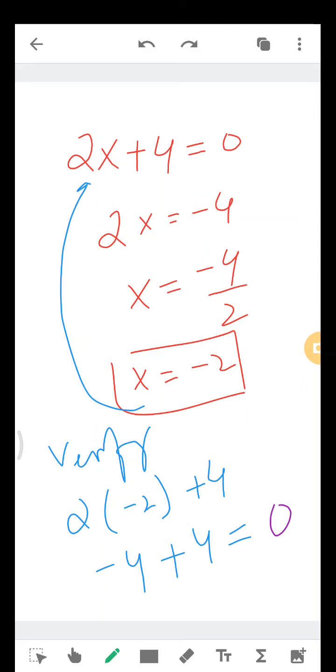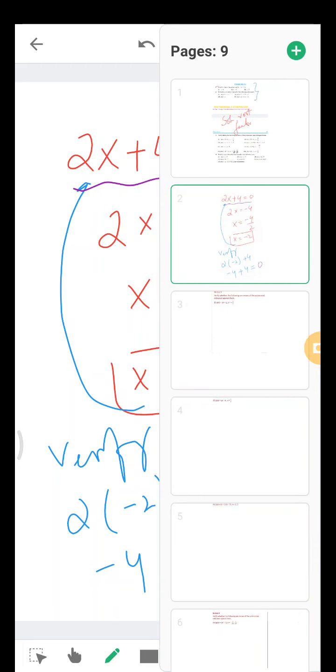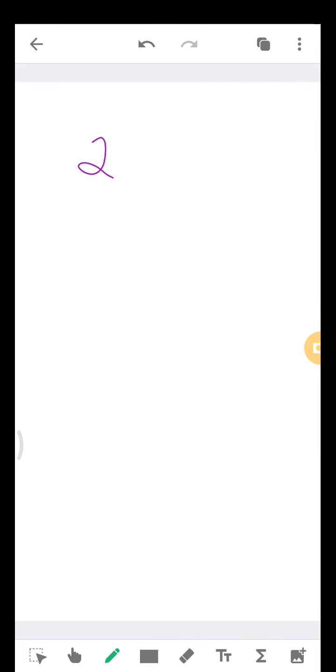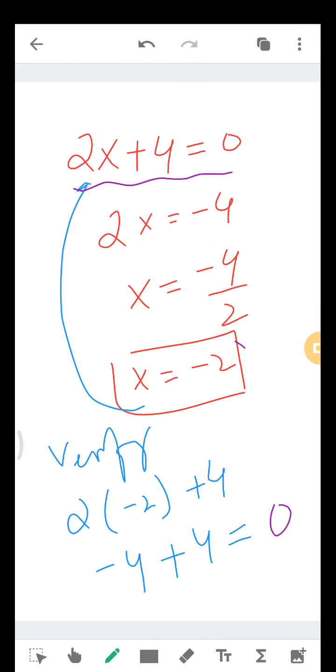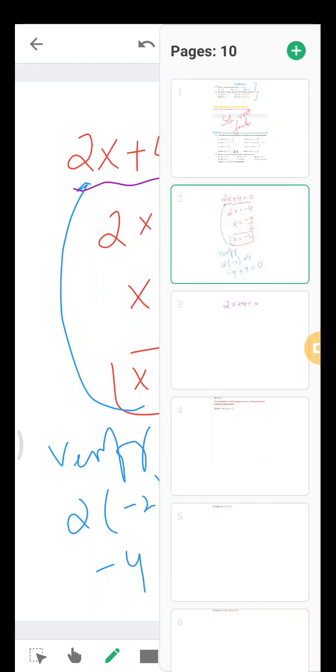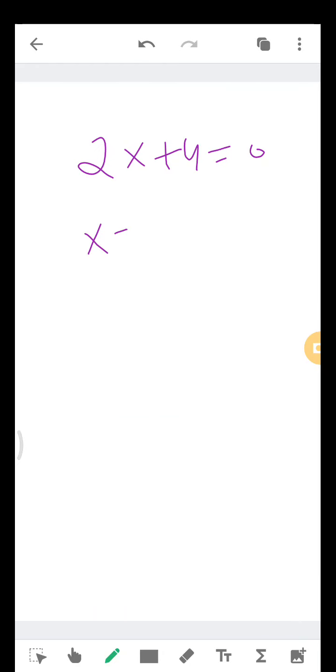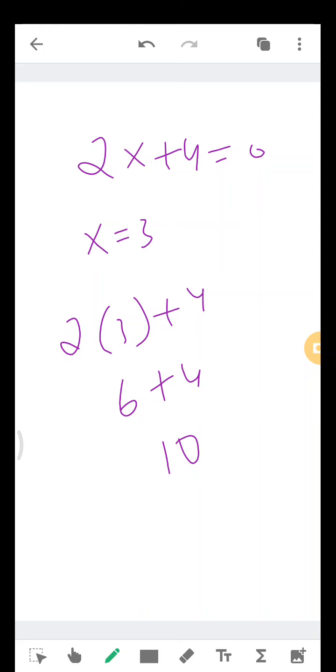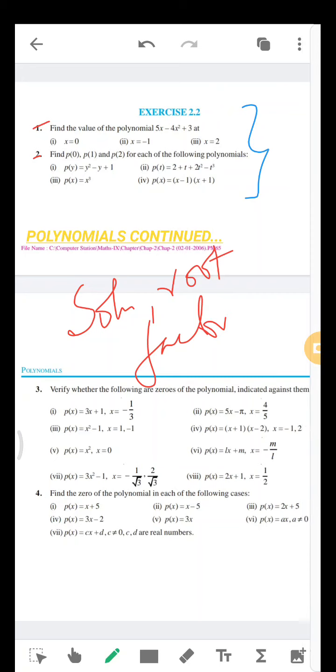If it is not a solution, like if I take any other value here other than minus 2, 2x plus 4 is our equation, right? Other than this solution, if I take any other value, I'll not get 0. Like let x is equal to 3, suppose. 2 into 3 plus 4, that is 6 plus 4 is 10. It will not be 0 because this is not a solution or a zero or a root or a factor of this polynomial. So we are going to follow this procedure and solve question number 3 and 4.